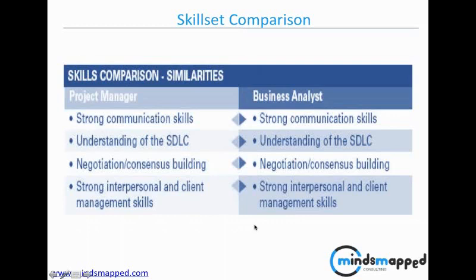Okay, skill set comparison. This could be a comparison between anybody. Both PM and BA need strong communication skills, and an understanding of SDLC if you are working in the IT industry, or else whatever industry you're working in, the development or manufacturing process. Understanding the manufacturing process is not mandatory, but it helps a lot in understanding and performing your activities. Negotiation and consensus building is basically managing your stakeholders. Influencing skill is one of the very, very important skills you need as a BA or a project manager to perform your role. And then strong interpersonal and client management skills.